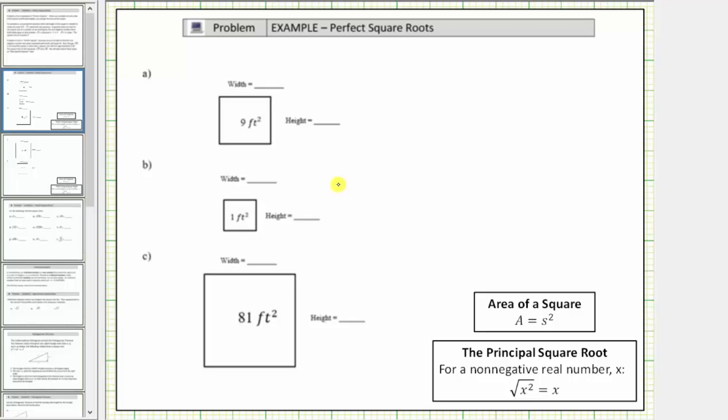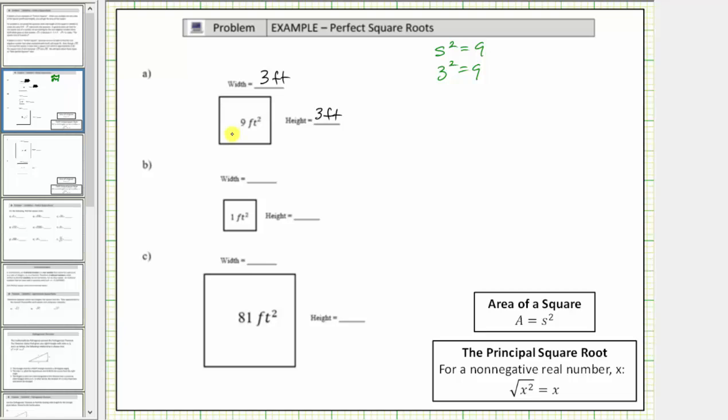given number. So for part A, we're given a square with an area of 9 square feet, and therefore to find the dimensions, we're looking for a non-negative number times itself that's equal to 9. Or if we use the area formula, A equals S squared, where S is the length of a side, we're looking for the non-negative solution to the equation S squared equals 9. And because 3 squared is equal to 9, we know the dimensions of the square must be 3 feet by 3 feet. A 3 foot by 3 foot square has an area of 9 square feet.